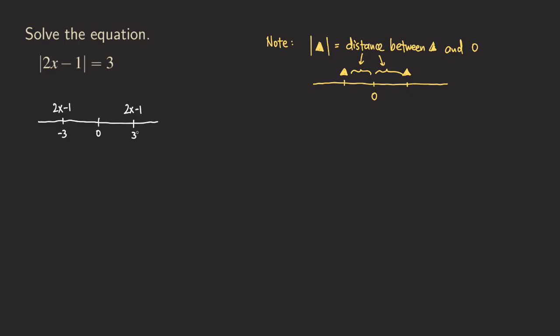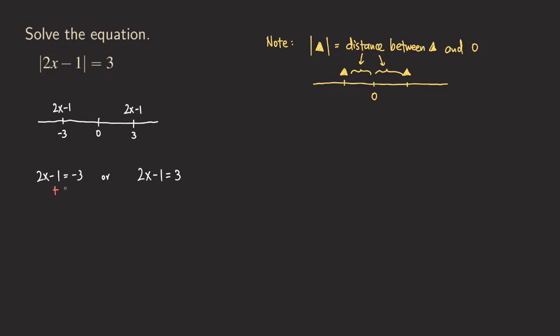So that means 2x minus 1 can be equal to 3. Or the other one is when 2x minus 1 is equal to negative 3. So we have those two possible cases right here. And now if we solve each of those equations, then we can find the x values that will satisfy the equation.